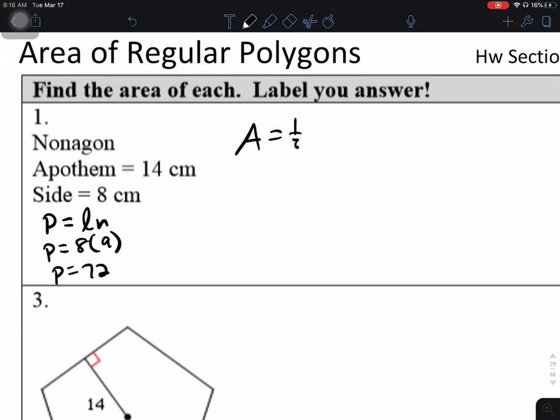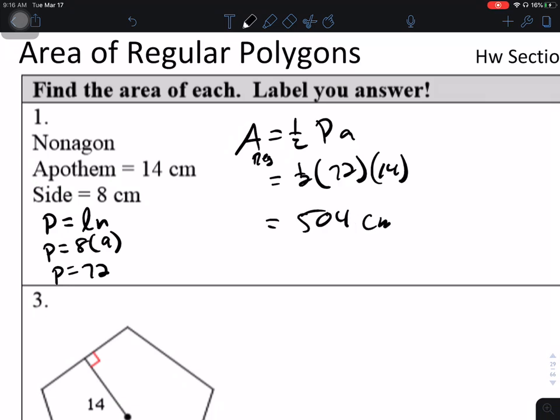The area is 1/2 the perimeter times the apothem of a regular figure. Perimeter 72. We're told the apothem is 14. That is 504. The units is centimeters, so it's square centimeters.